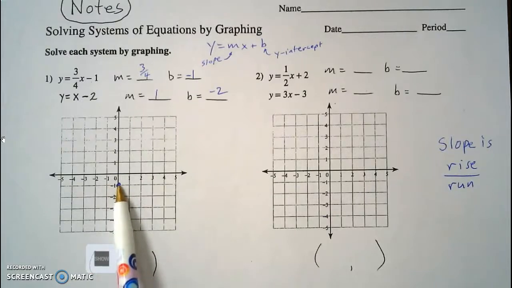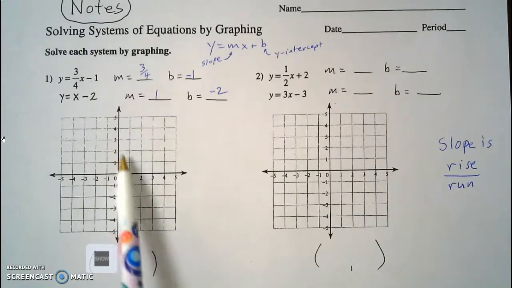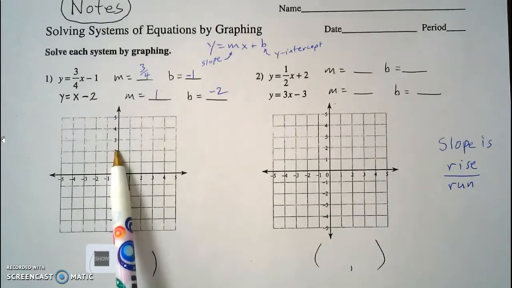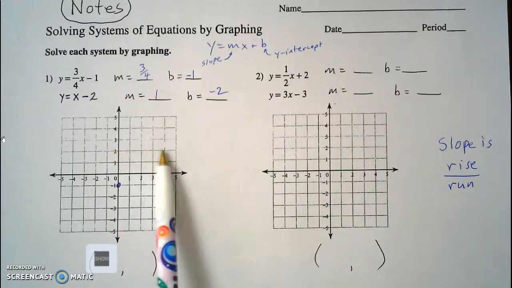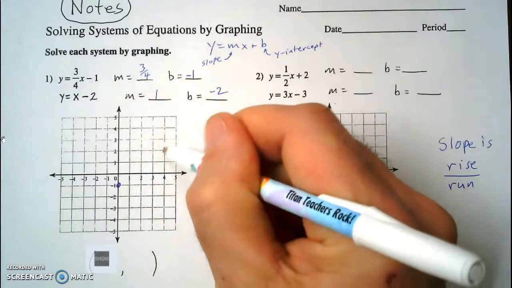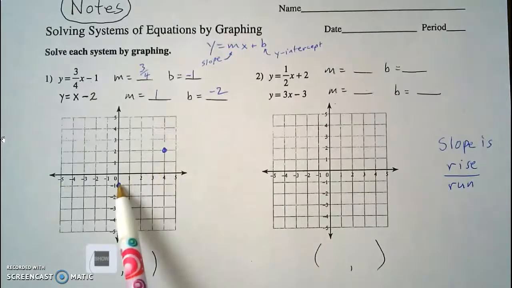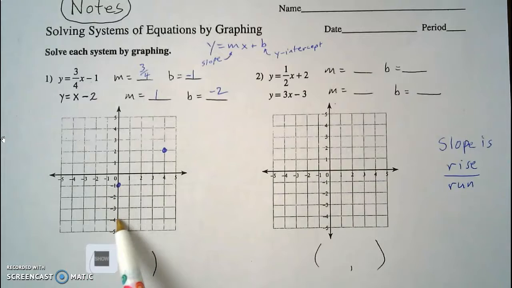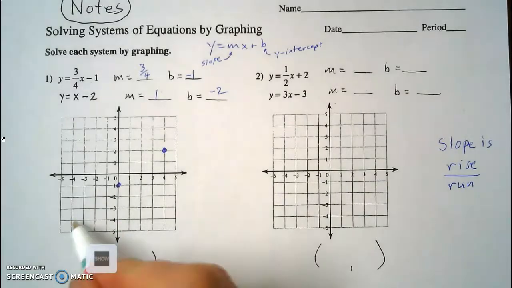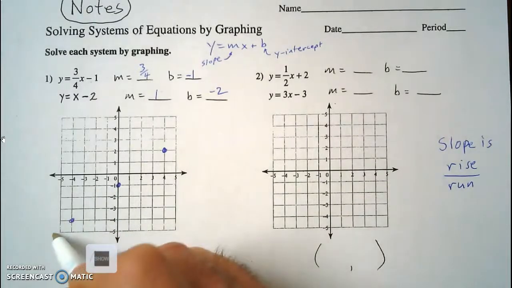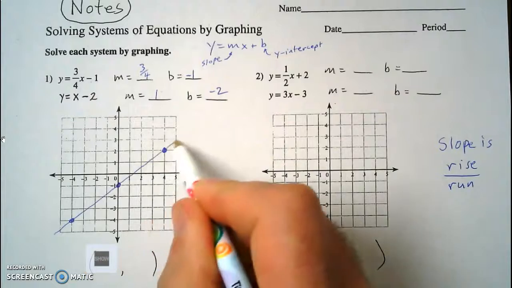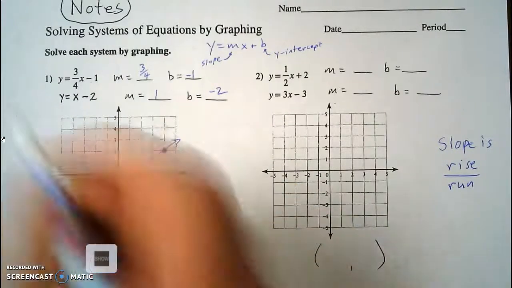So from here, let's go up 3, 1, 2, 3, to the right 4, 1, 2, 3, 4. And I'll mark that point. Now I can connect, and my line is done, but on these kind of problems, we really want to go end to end on the graph. So I'm also going to go the opposite, down 3 and left 4. Now, draw the line through the points, put an arrow on them. That was the first one.